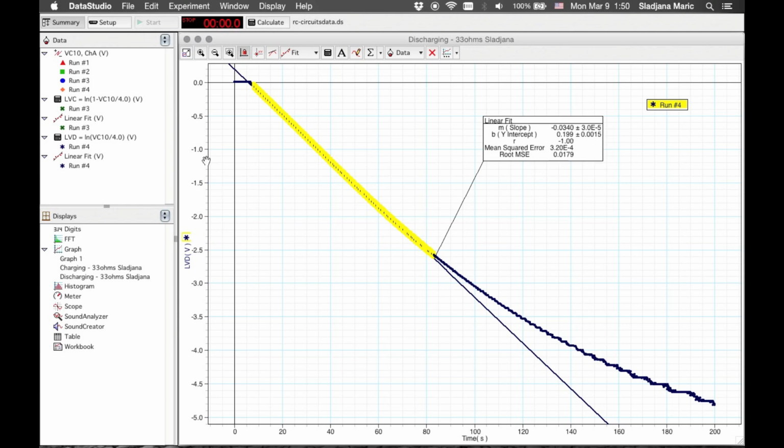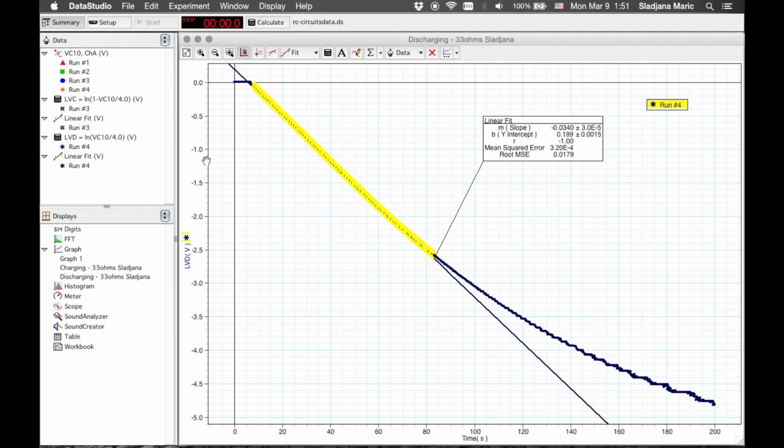At the end of this experiment, you should have 4 graphs. 2 graphs for charging the capacitor, one through a 10 ohm resistor and one through a 33 ohm resistor, and 2 graphs for discharging the capacitor, one through a 33 ohm resistor and one through a 10 ohm resistor. Now follow the instructions in your laboratory manual to finish the data analysis and answer the questions.